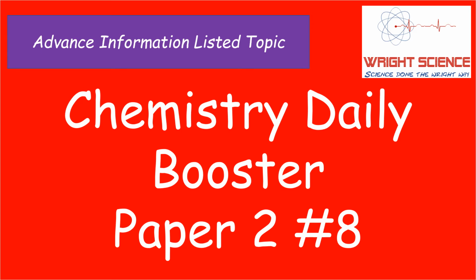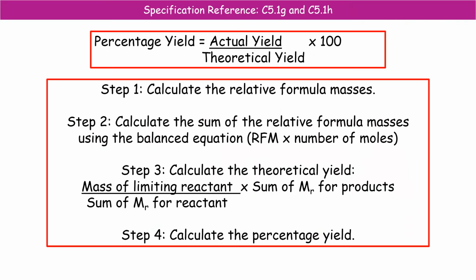This is number 8 in our Paper 2 series, and this is going to be one of the advanced information listed topics for both foundation chemistry and higher tier chemistry. What we're going to look at are some of the key bits from section 5.1 of the specification. So to start off with, we're going to look at the calculation for percentage yield.